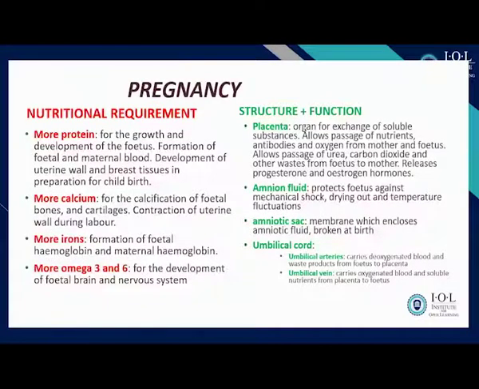Then we look at the structures and their functions that are involved in pregnancy. Definitely, we look at the placenta. The placenta is formed during pregnancy and, of course, discharged at the end of the pregnancy. This is an organ for the exchange of soluble substances. Now, dear students, please do not say it is needed for the exchange of nutrients. Nutrients are not exchanged. If you say that, it means you are saying the fetus gives nutrients to the mother and the mother gives nutrients to the fetus.